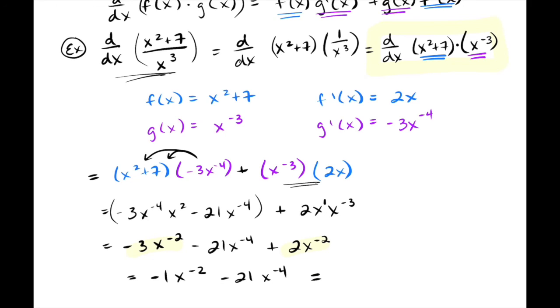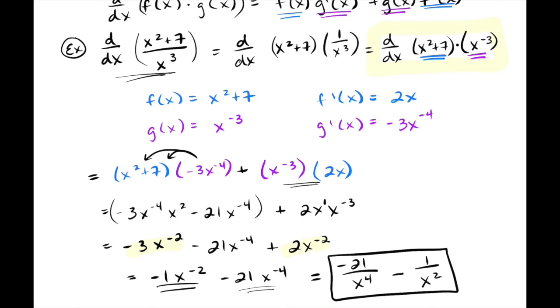We're just going to clean this up a little bit for our final answer, and we'll find that this is negative 21 over x to the 4th, that's just this term right here, minus 1 over x squared for this term here. And that, y'all, is my final answer. This is the derivative of x squared plus 7 over x cubed. And we're done.